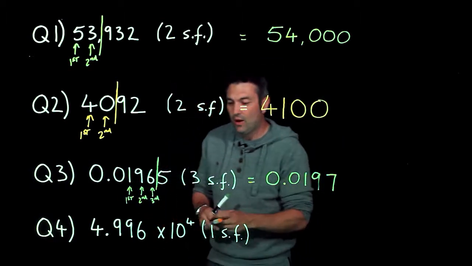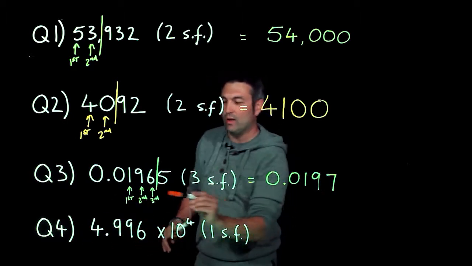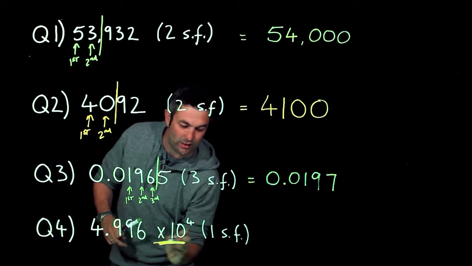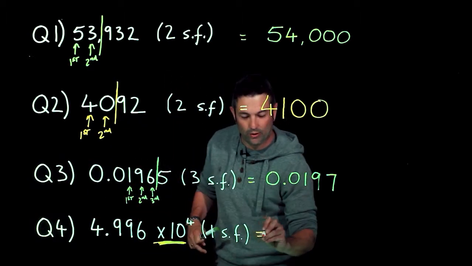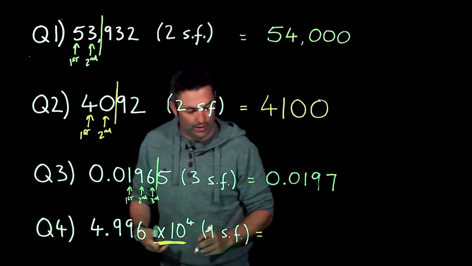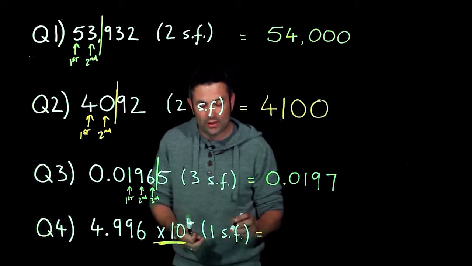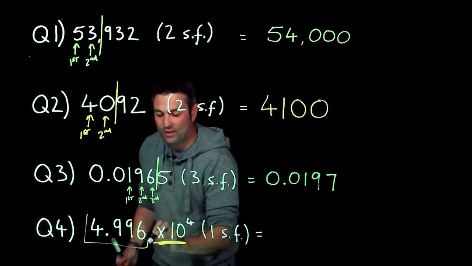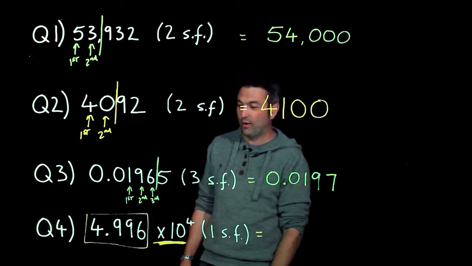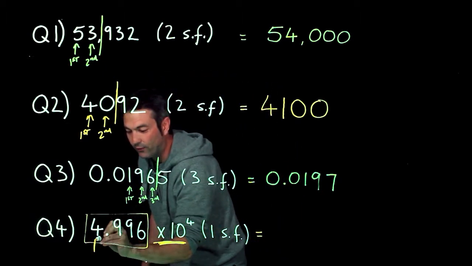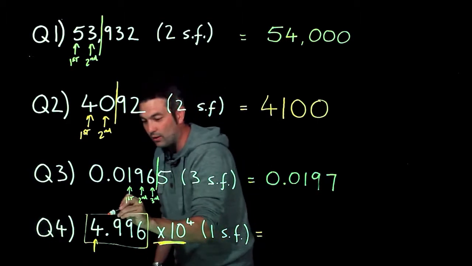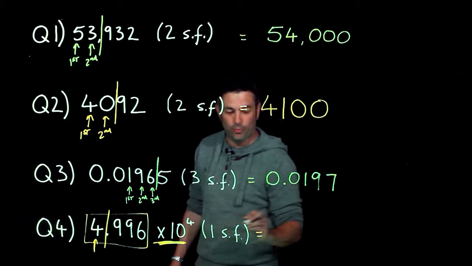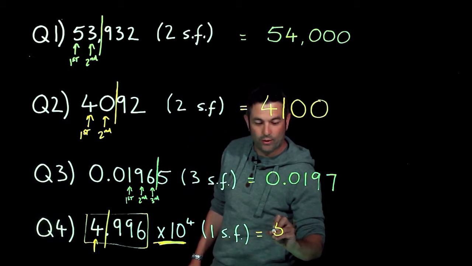Now, finally, we've got this number, which is written in standard form. The standard form bit is just this times 10 to the power of something. That'll be on another video, you can have a look at that if you're not sure about it. But basically, all we're doing is looking at this number here, and this is the number we're rounding to one significant figure. So the first significant figure is the 4. I'm going to draw a line there. The 4 is followed by a 9, so that's going to round to 5.